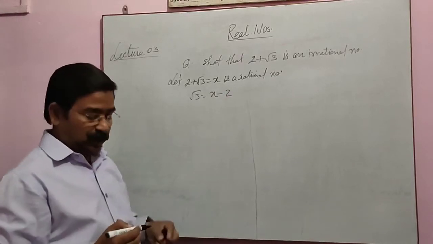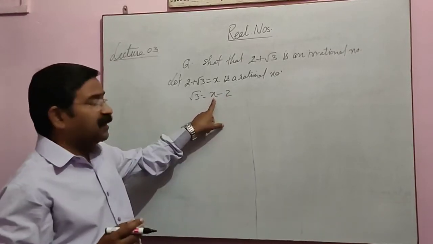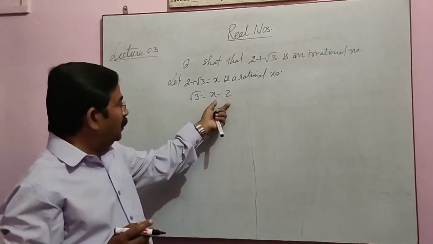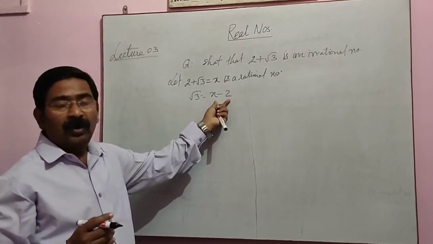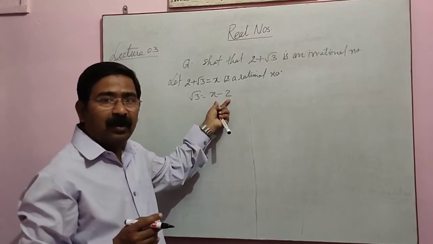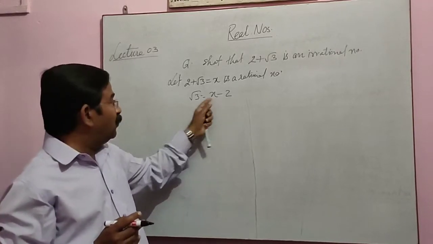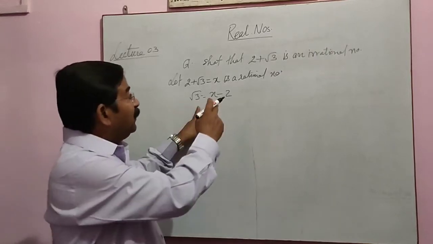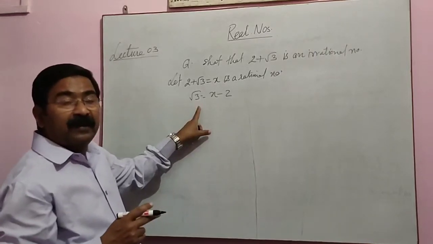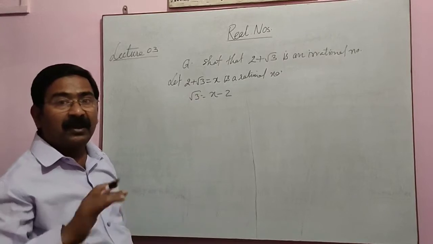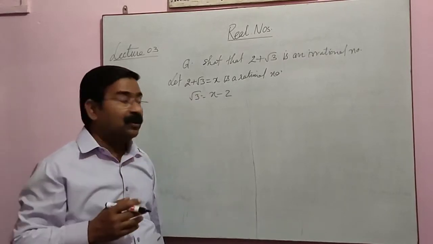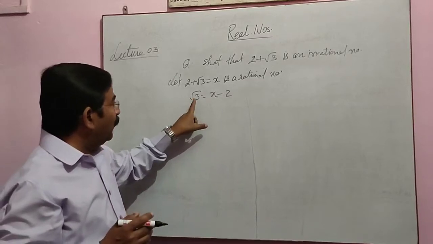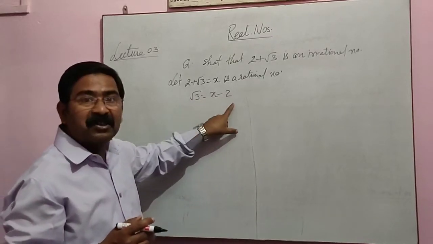X minus 2. See, what is it? X is rational, minus 2 is rational. Difference of two rational numbers is a rational number on the right side. And what is on the left side? Under root 3. In the previous example, we have seen that under root 2 is irrational, under root 3 is irrational, under root 5 is irrational. So, under root 3 is irrational. So, the value of an irrational number is never a rational number.